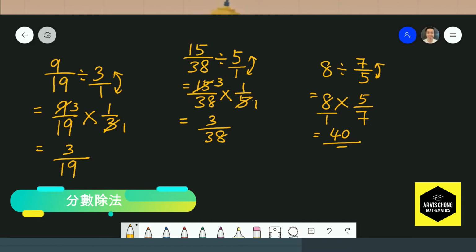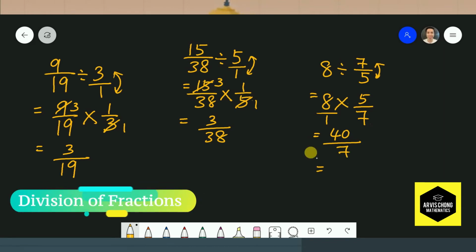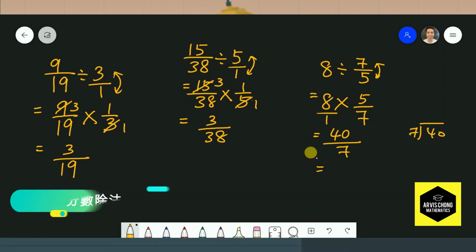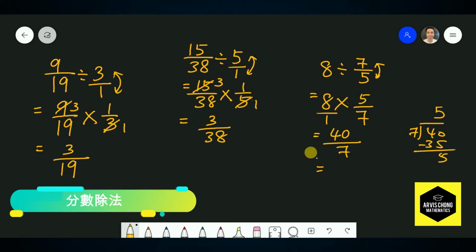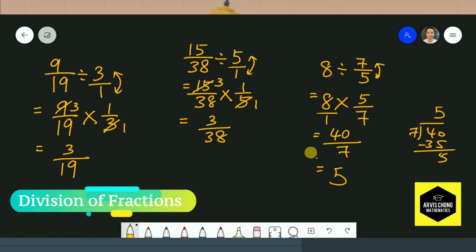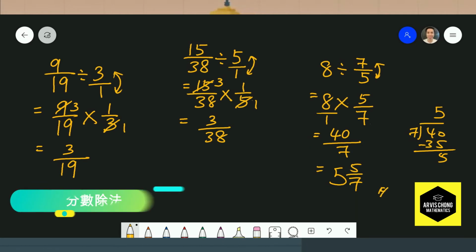Then eventually we can change this to a mixed fraction. So 7 times 5 you'll get 35, isn't it? Then you subtract, you have 5. So our final answer will be 5 whole and 5 over 7. Okay, so the next example, number 4.